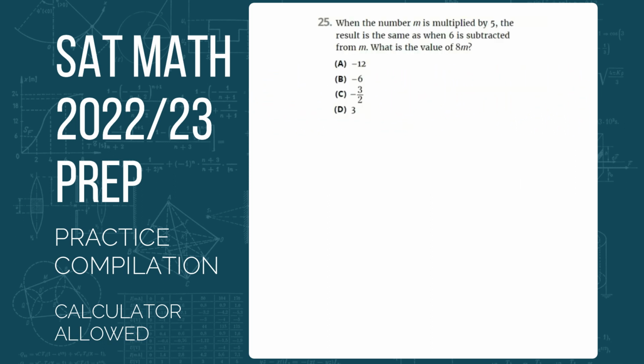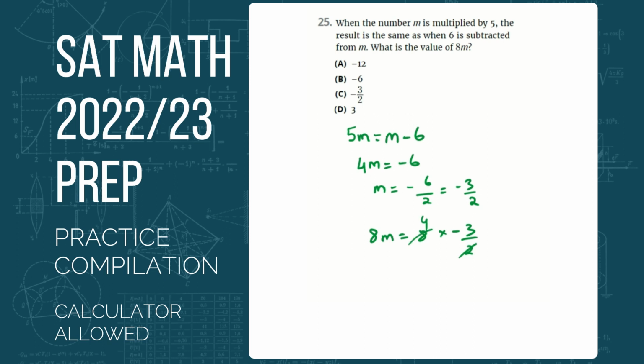When a number m is multiplied by 5, the result is the same as when 6 is subtracted from m. What is the value of 8m? When a number m is multiplied by 5, that gives me 5m. It is equal to when 6 is subtracted from m, so basically m minus 6. Let's find the value of m. 4m is equal to negative 6, so m will be equal to negative 6 over 4, which is negative 3 over 2. What is the value of 8m? 8m will be equal to 8 times negative 3 over 2, which cancels and gives me negative 12. The answer is negative 12.